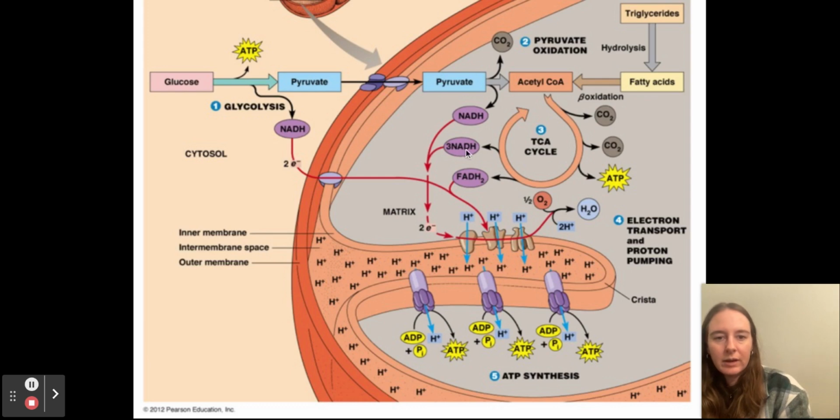So 3 from the Krebs cycle, which is also called the TCA cycle, and 1 FADH2 and 1 NADH from pyruvate oxidation. Now these are all going to combine here with the ones from glycolysis at the top of the electron transport chain. You've made some ATP here. Remember, this goes around twice, so we make 2 ATP in this step and 2 ATP in this step.